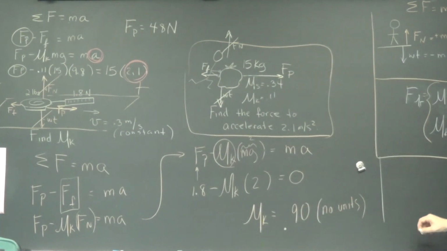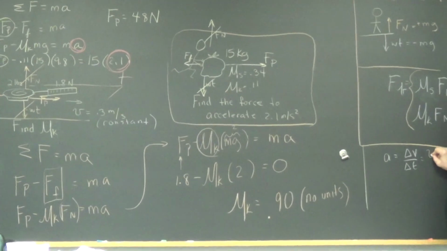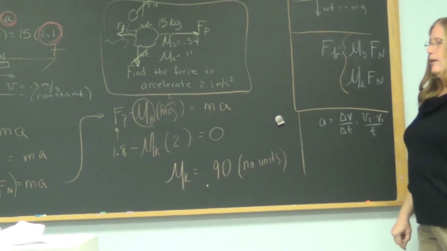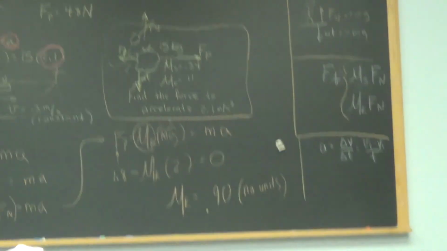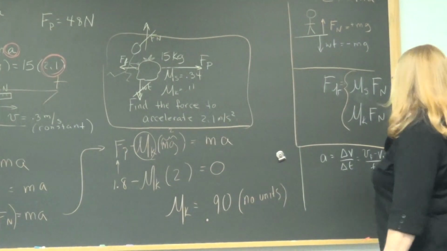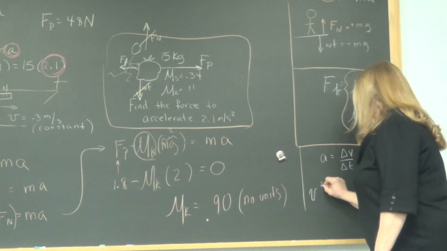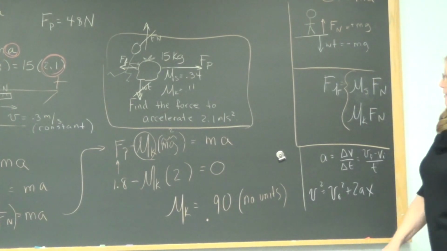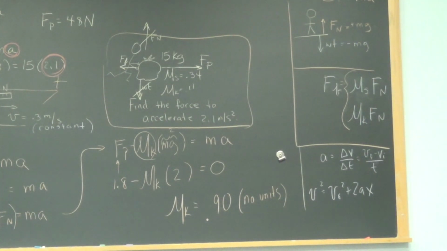Let me show you some places you can go to find acceleration. Acceleration, we know from the past, is the change in velocity over the change in time. So that's velocity final minus velocity initial over time. So that's one place we can go to find acceleration. And the other place is the second law. Mass is just 15.